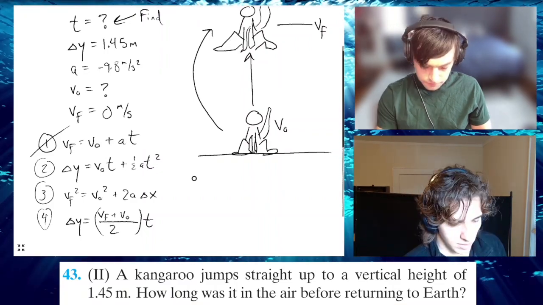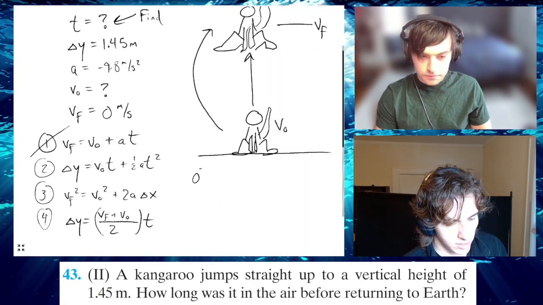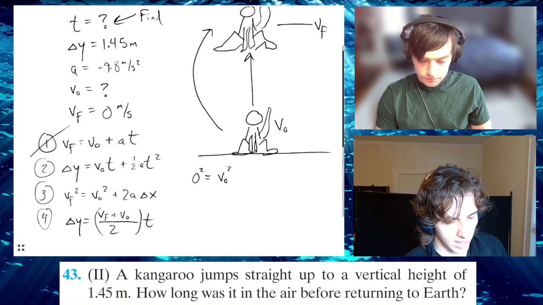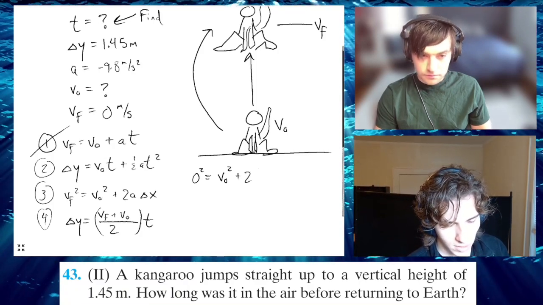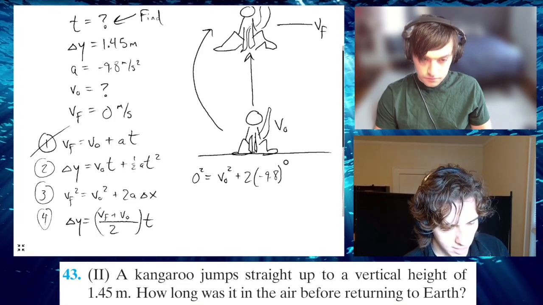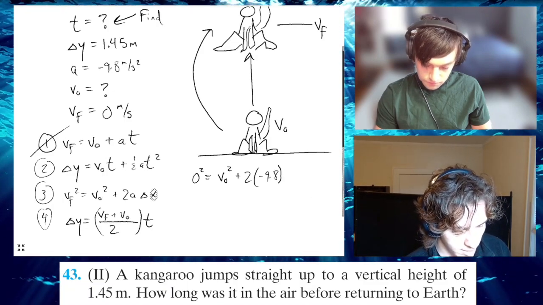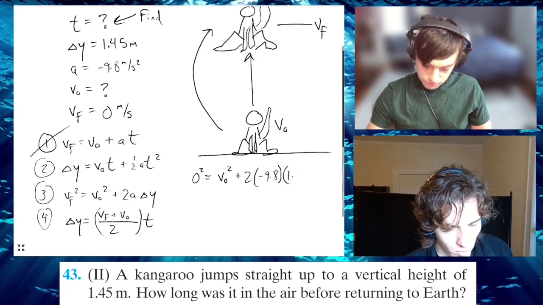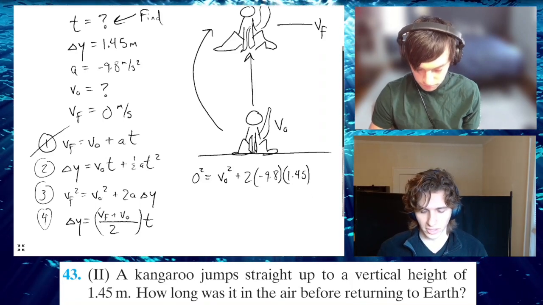Let's do that. So we have v final is 0, squared, equals v initial, that's what we're solving for, squared, plus 2 times negative 9.8. And then delta x, or delta y in this case, I should replace that here, just for the sake of this equation, is going to be 1.45. Now it's just a matter of doing the algebra.